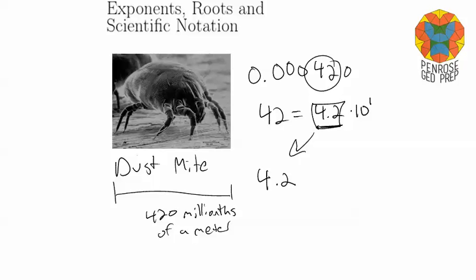Again, we can get the exponent part by moving the decimal until it agrees with 4.2. This time we have to move it 1, 2, 3, 4 places to the right. Thus, -4 is our exponent. So we can write 420 millionths of a meter as 4.2 times 10 to the -4th power meters.